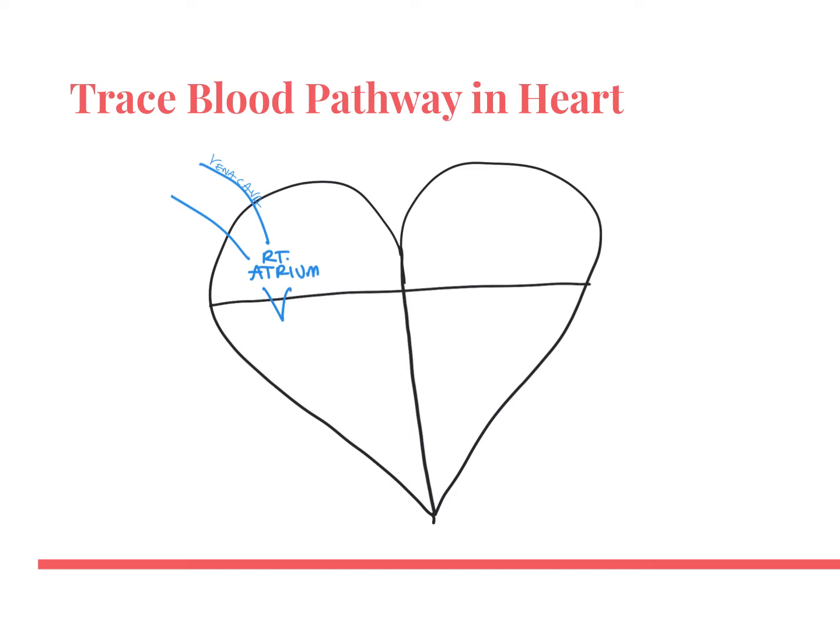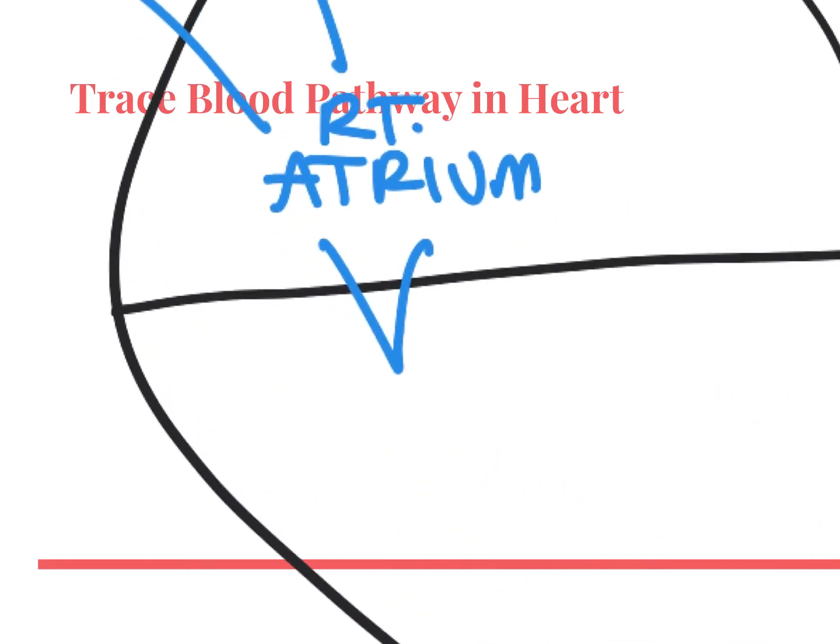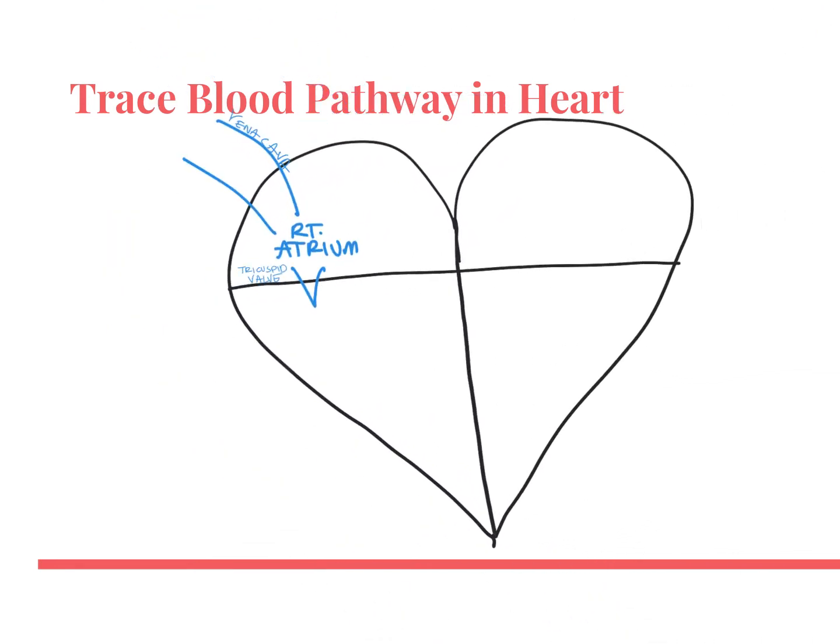All right, next let's draw a valve. I'm just going to draw it kind of like a V shape. And let's label that valve the tricuspid valve. Now, this valve is also known as the right AV valve, so you can call it that too. It's on the right side of the heart, in between the atrium and ventricle.